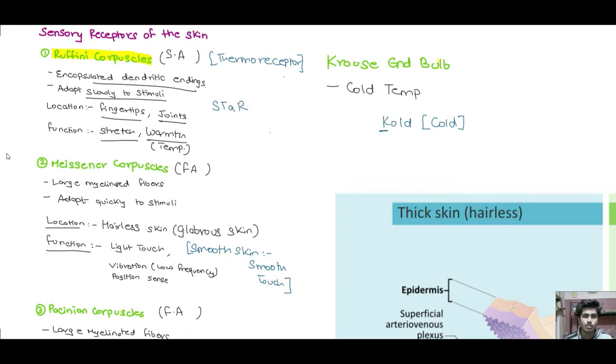So we have the mnemonic STAR, in which S stands for stretch, T stands for temperature, and these are the functions of the Ruffini corpuscle. And similar to it, for the temperature, the opposite which we have is the Krause end bulb, which is responsible for taking up the sensation of cold temperature. The mnemonic is KOLD, instead of COLD.